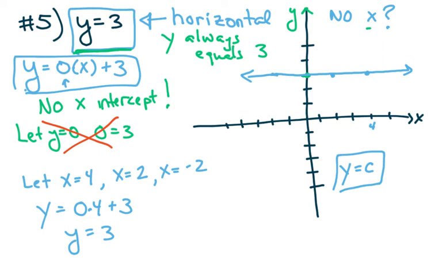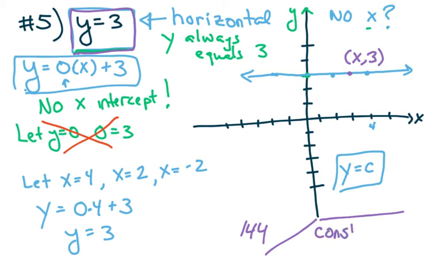Every point on this line is x, comma 3. I know it's a little weird, but it's important to get used to this, especially if you're going on to take Math 144. Let me say one other thing about this. We call this a constant equation because y never changes. X can change. X can go from negative infinity to positive infinity, but y never changes.